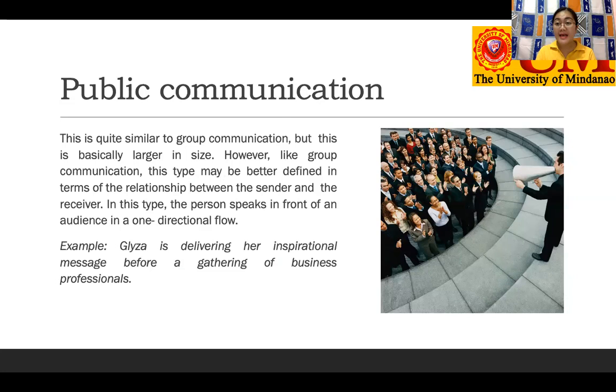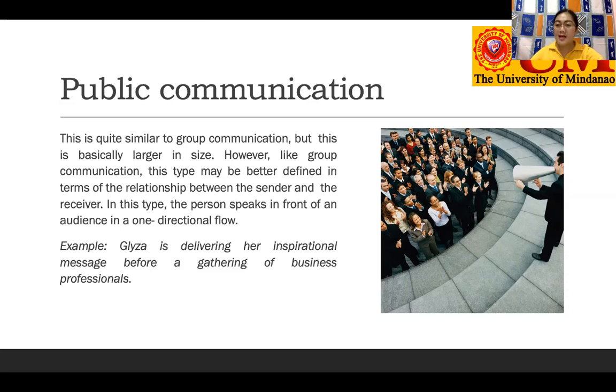However, when we say public communication, the speaker himself or herself dominates the process. That means the audience is only the reactor. So they clap their hands or they nod their heads. They can't really interact with the speaker. So for example, when the president of the organization speaks before the members of the organization, that is public communication, because it is larger. The size of public communication is larger than group communication.